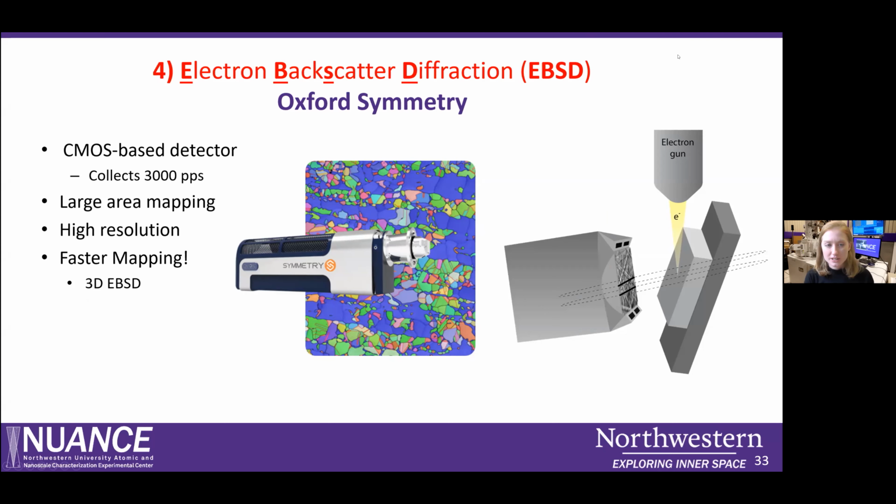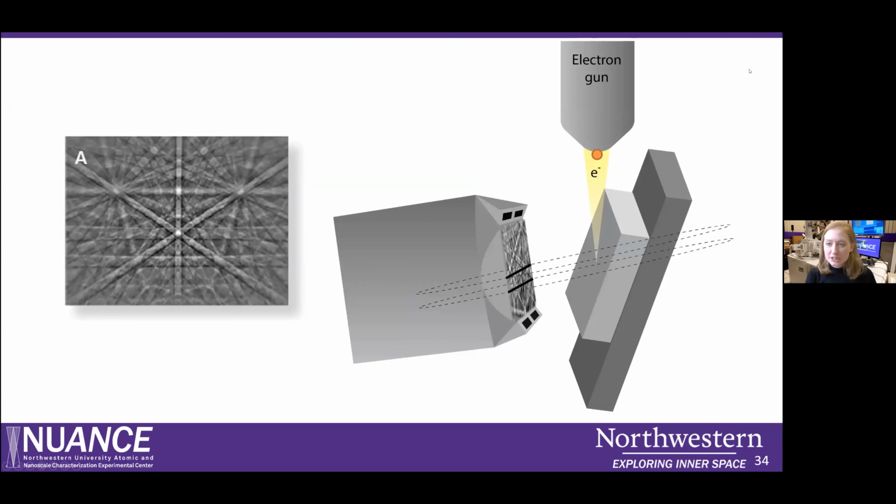Paul, if you could go to the next slide. If you're unfamiliar with EBSD, I'm going to explain a little about how it works. As the electrons interact with your highly tilted sample, the tilt helps to increase the number of diffracted electrons.